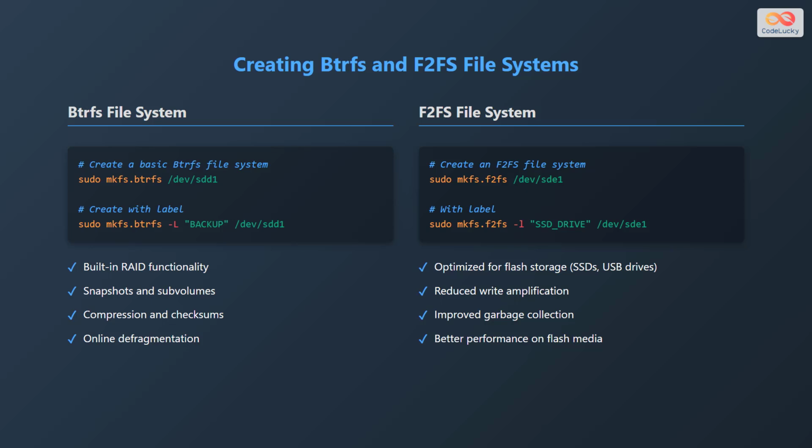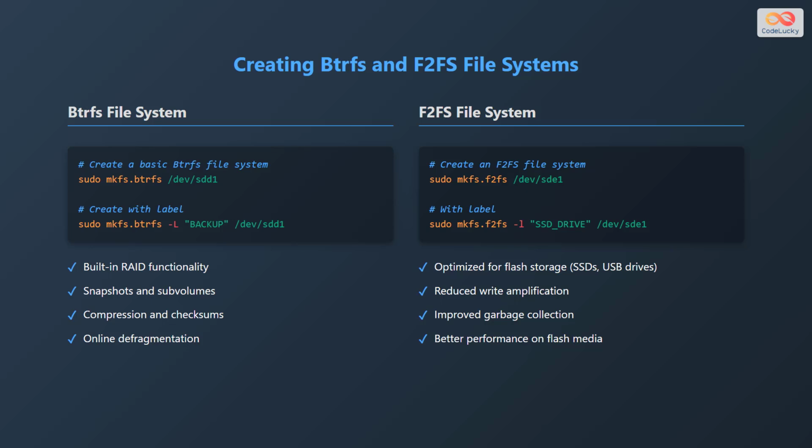Let's see how to create Btrfs and F2FS file systems. To create a basic Btrfs file system, use the command sudo mkfs.btrfs /dev/sdd1. To create one with a label, use the command sudo mkfs.btrfs -L backup /dev/sdd1. Btrfs includes built-in RAID functionality, snapshots and subvolumes, compression and checksums, and online defragmentation.